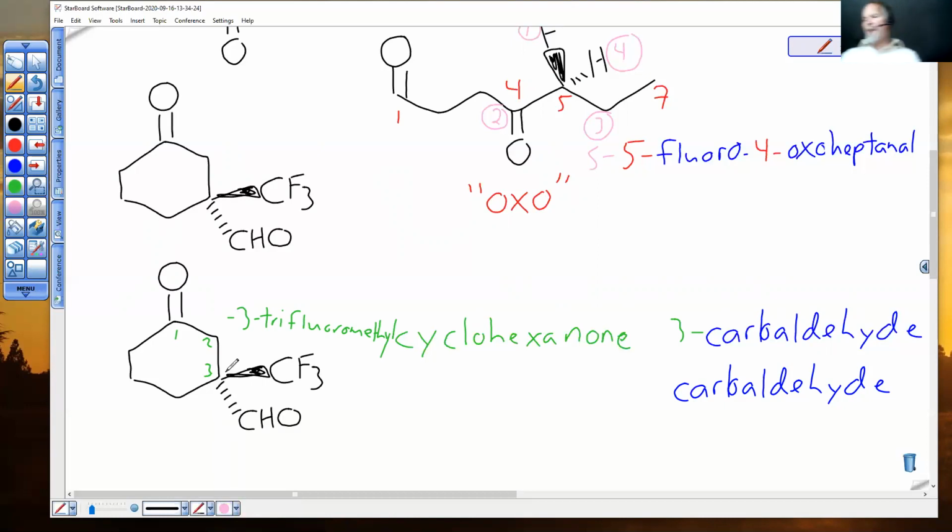What has a higher priority? A C with a bond to F? Notice I said 1 bond to F because that's going to be the decision maker. A C with 1 bond to F or a C with 1 bond to O? F, 19. O, 16. We're talking molecular weights here, aren't we? So I didn't even get to the second F to break the tie.